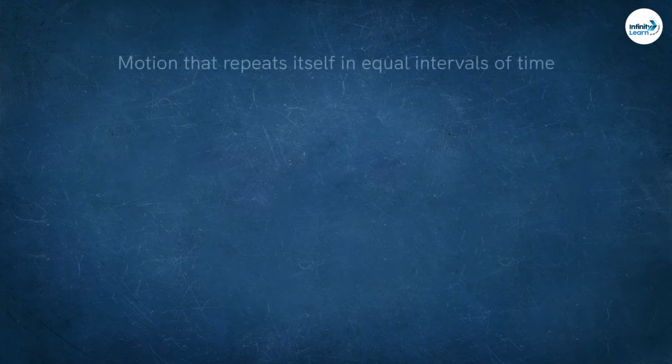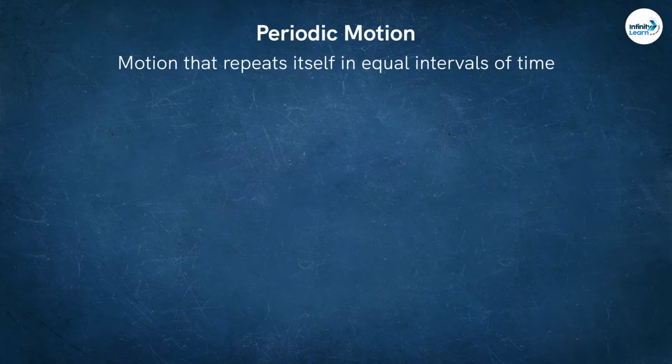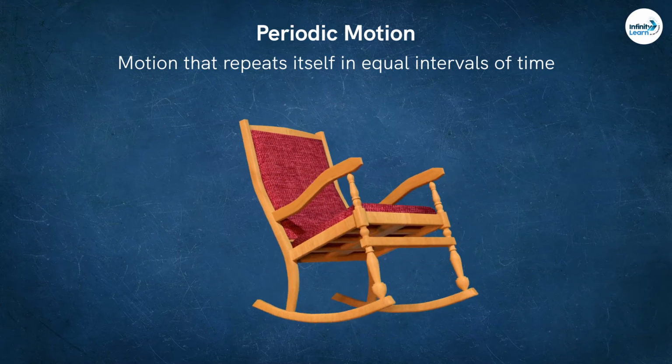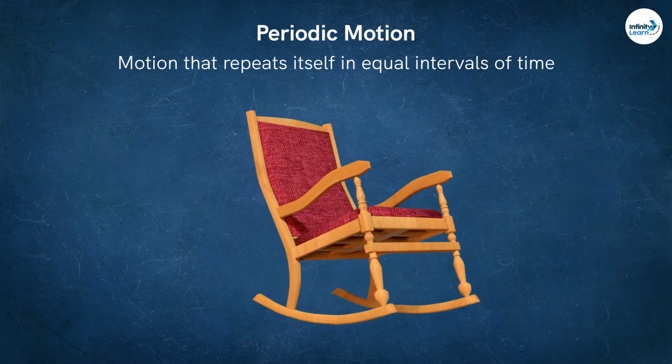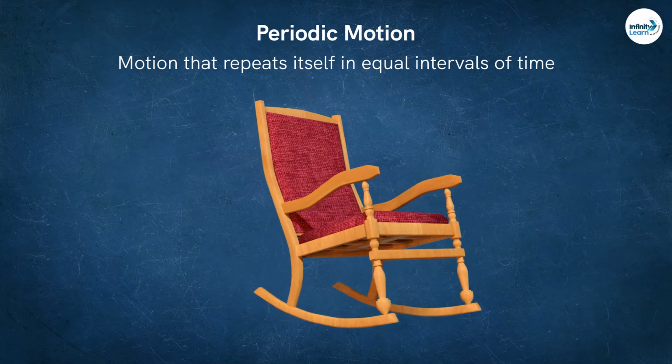The motion which repeats itself in equal intervals of time is called periodic motion. The simplest example of this type of motion that I can give you is that of a rocking chair. It repeats the back and forth motion in equal intervals of time.